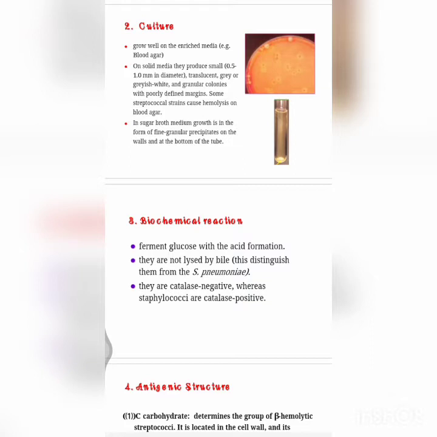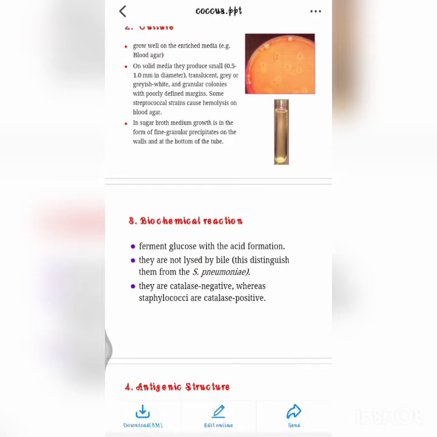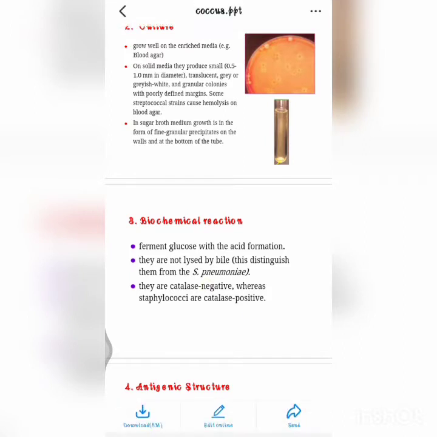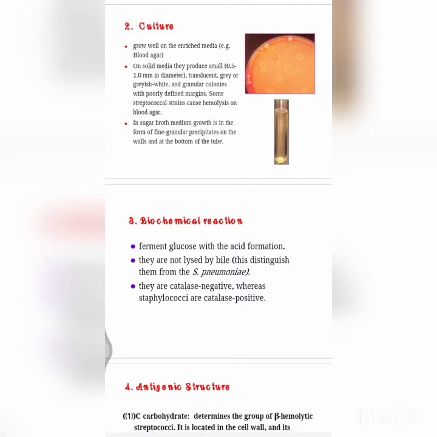Next, coming to the biochemical reactions, they ferment sugar with acid production. They are not lysed by bile. This distinguishes them from pneumococci, because pneumococci are bile soluble, whereas streptococci are non-soluble. They are catalase negative, whereas staphylococci are catalase positive. If you remember, catalase negative means they can't produce catalase, that is, they don't convert hydrogen peroxide to water. The PYR test, pyrrolidonyl naphthylamide, is positive.